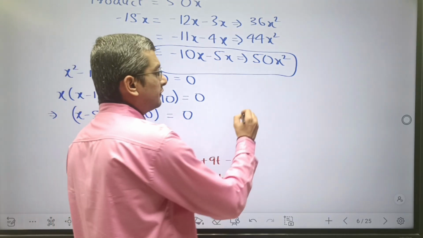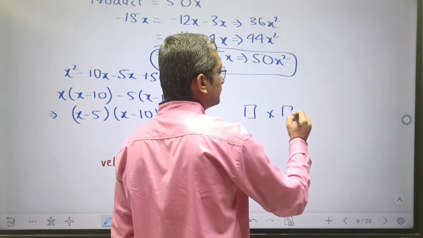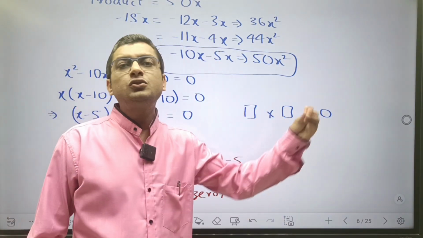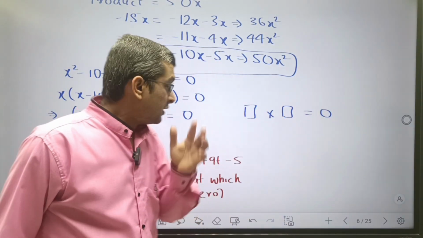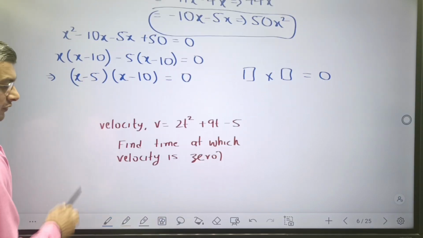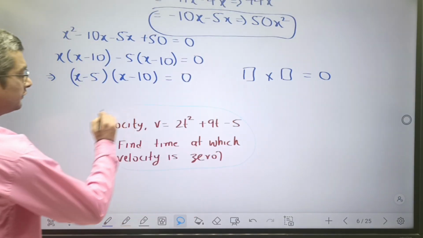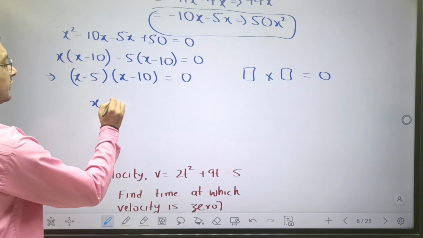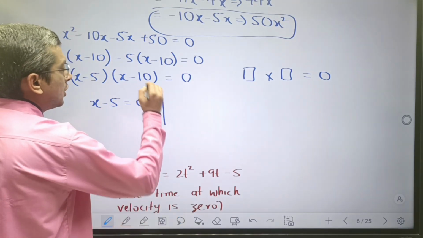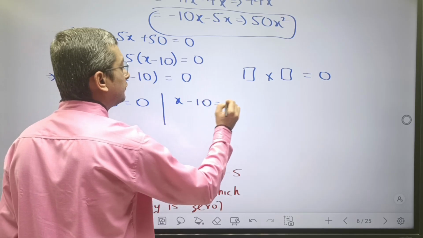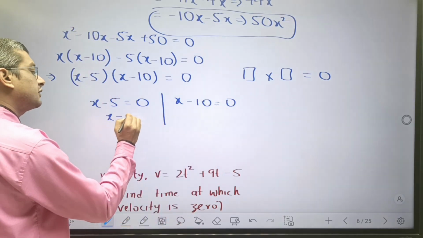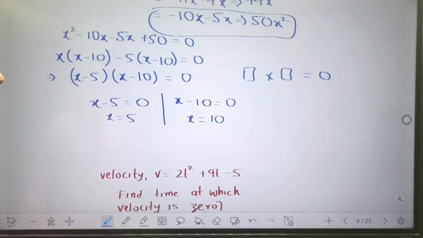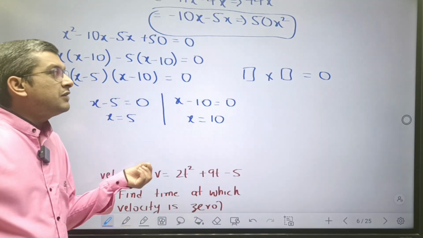Now what math says: if the product of two numbers is 0, it means that either one of the two is 0 or both must be 0. So here we can have two solutions of this equation, either x minus 5 is equal to 0 or x minus 10 is equal to 0. So from here we get x is equal to 5 and from here x is equal to 10. So we get the two values of x, that is 5 and 10.